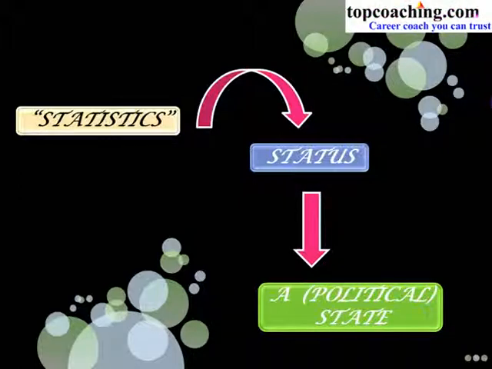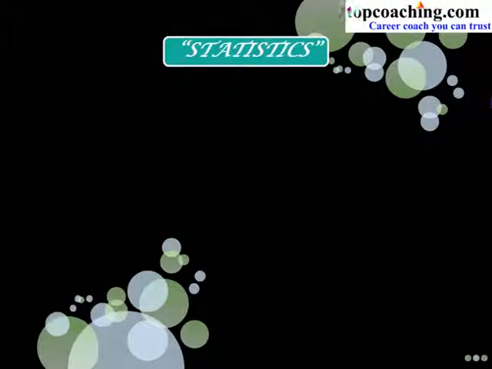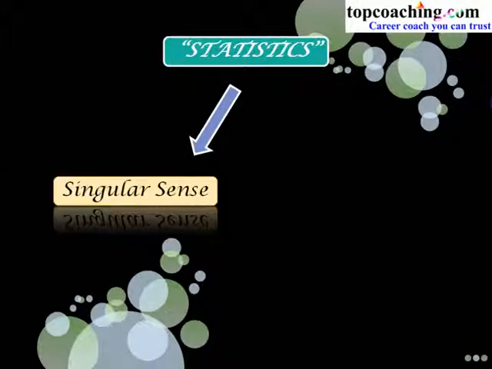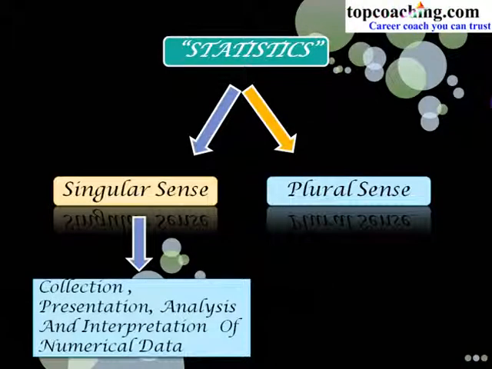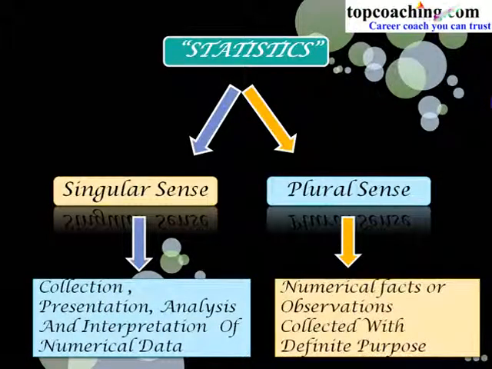But gradually, over the period of time, its use and scope has broadened and it began to concern itself not only with the collection and presentation of data but also with the interpretation and drawing of inferences from these data. Now, the word stats is used both in its singular sense as well as in its plural sense. In singular sense, it may be defined as the science of collection, presentation, analysis and interpretation of numerical data. And in its plural sense, it may be defined as numerical facts or observations collected with a definite purpose or goal.